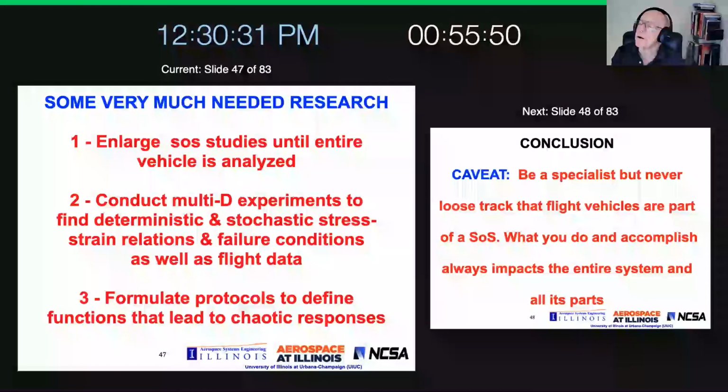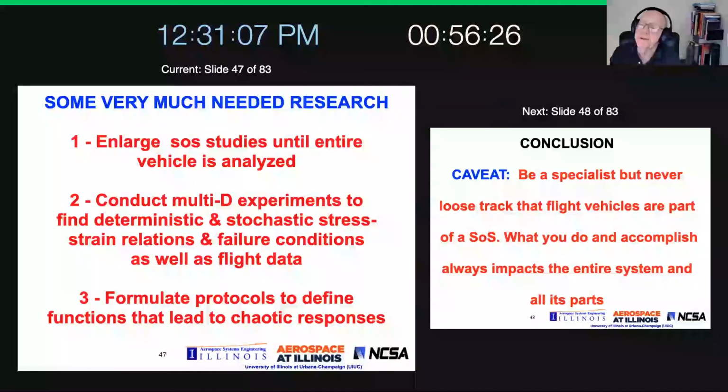So what do we need to do? This isn't the whole picture, but these are the critical issues. Number one, find more system of systems studies. And above all, number two, get experimental data, because we're modeling in the dark without any multi-dimensional data, and we really don't know what we're doing. And obviously we have to test the airplane.